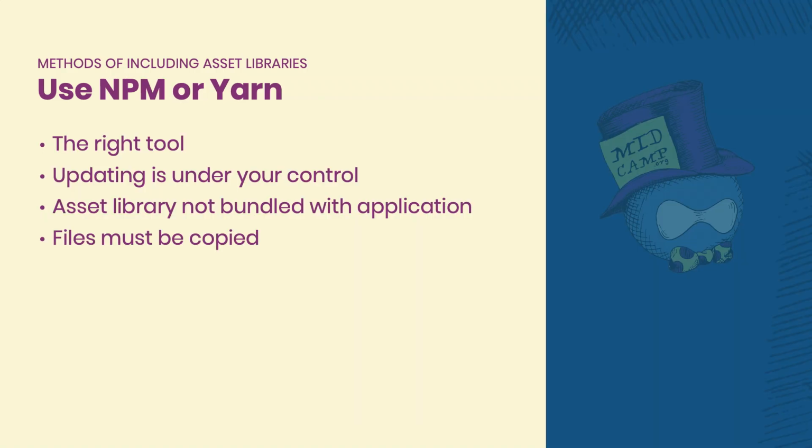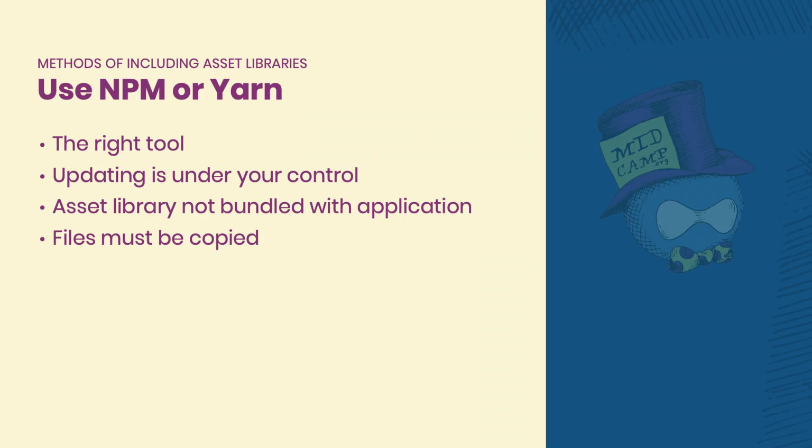So using NPM or Yarn, which I consider to be the right tool for asset libraries, allows you to control the updating, which version is used, and that sort of thing. The asset library is not bundled in your application. You're not committing it to your repo. However, the files will go into the node modules directory, and then they need to be copied in some way.